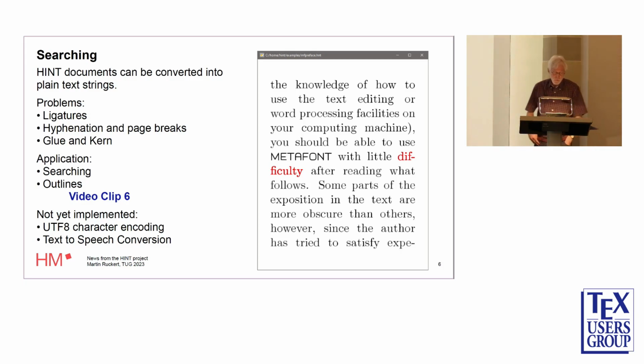There is also a new feature that converts a hint document to plain text strings. And this feature is now used for generating the outlines, because the operating system just wants plain ASCII text for the outlines, and we have seen that already. And the other use is searching for strings, because you type in a search string, and that's usually plain text, and you want to find something in a TEG document.